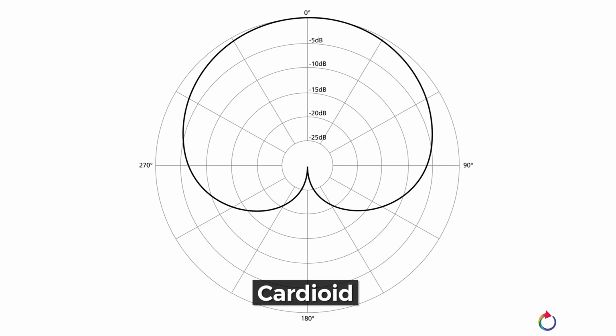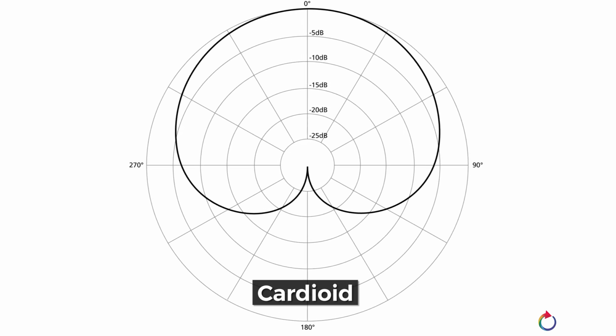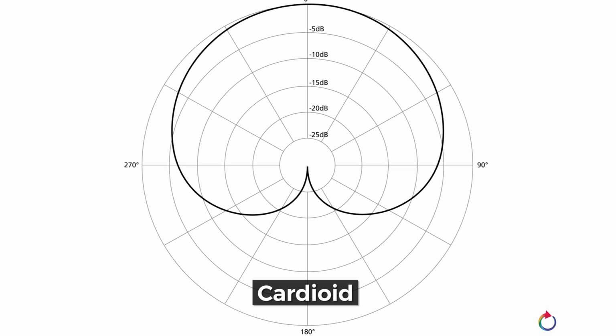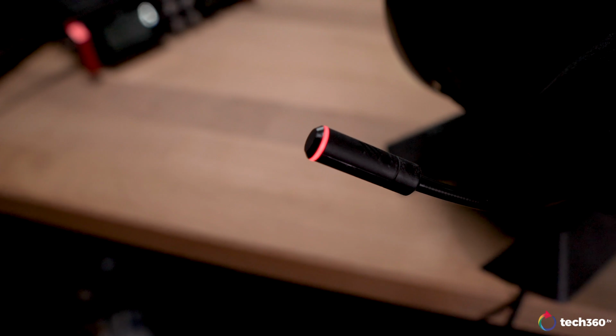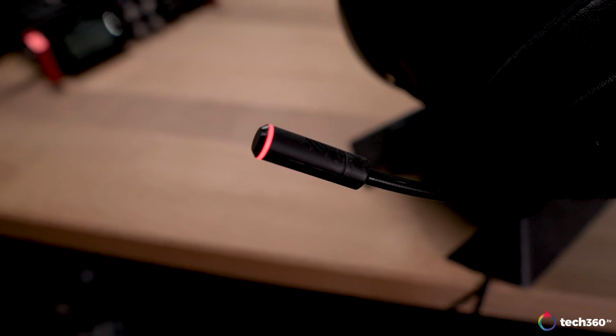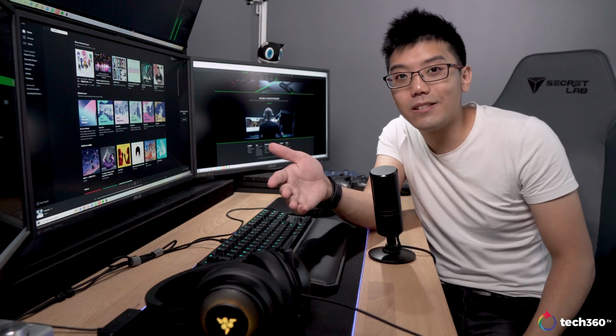Now most, if not all headset microphones use a cardioid pattern, or sometimes they may call it unidirectional, so it mainly picks up sound in a semi-circular shape. As the microphone on the headset is usually positioned right by your mouth, the polar pattern works the best, and that's why most headsets use this.